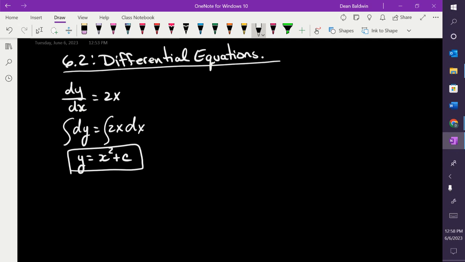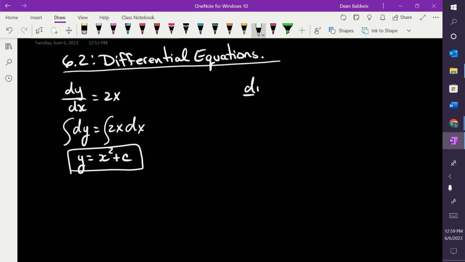Well, because I'm trying to get what y is. I'm working backwards, essentially. Okay? It's just when you have the derivative or the change, the rate of change, that's called a differential equation. Okay?